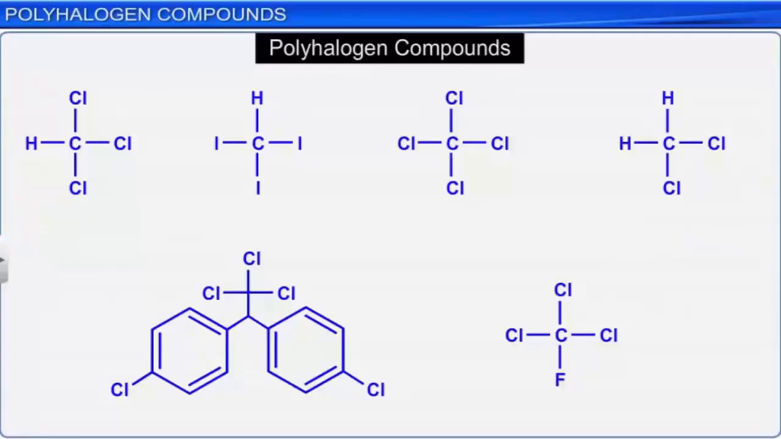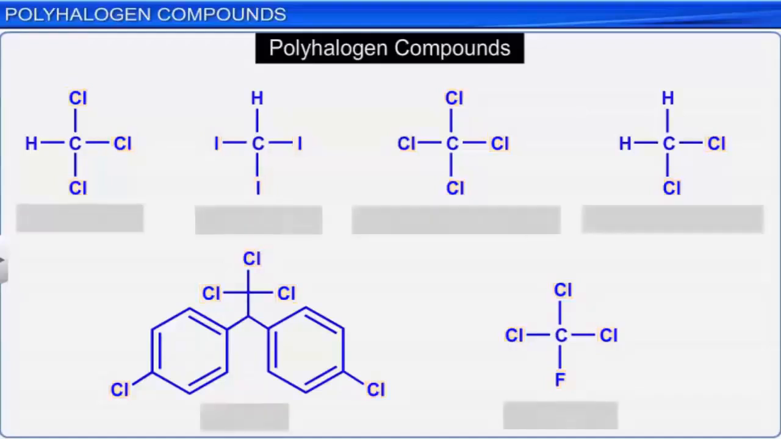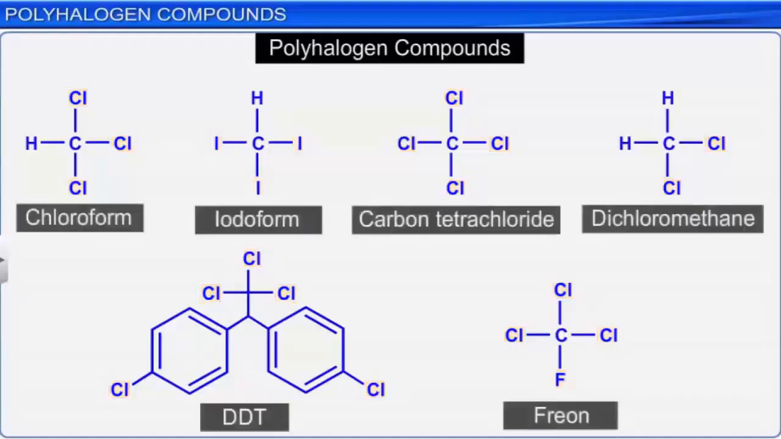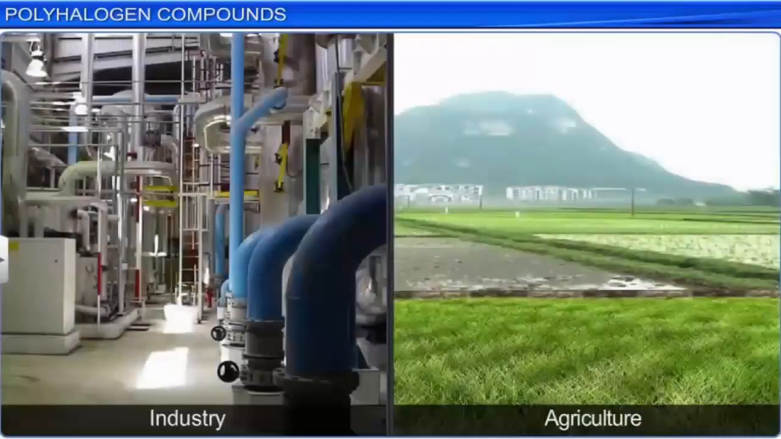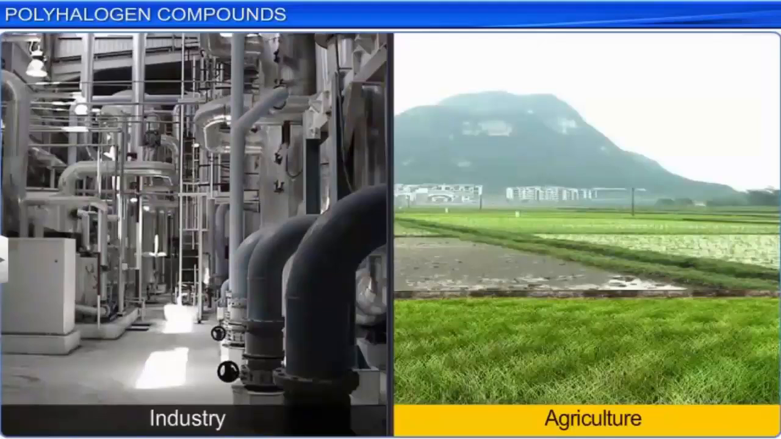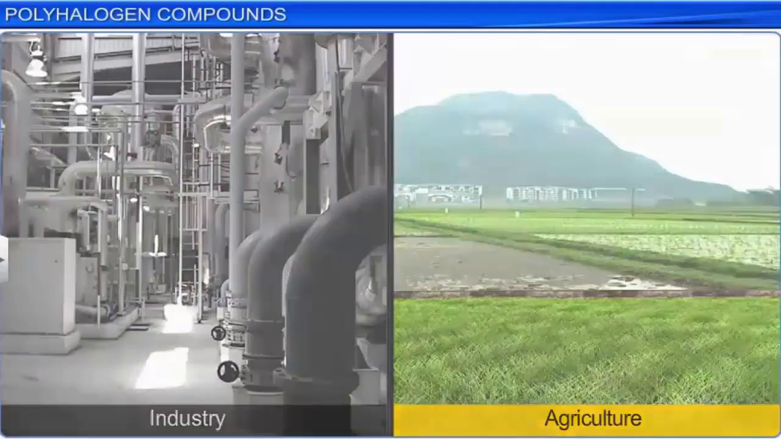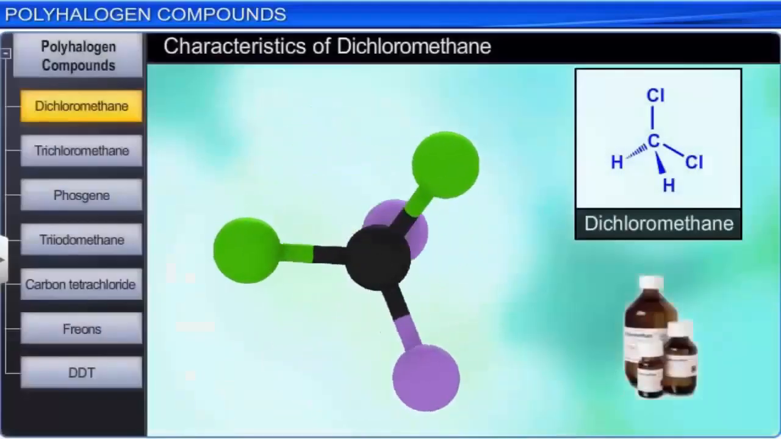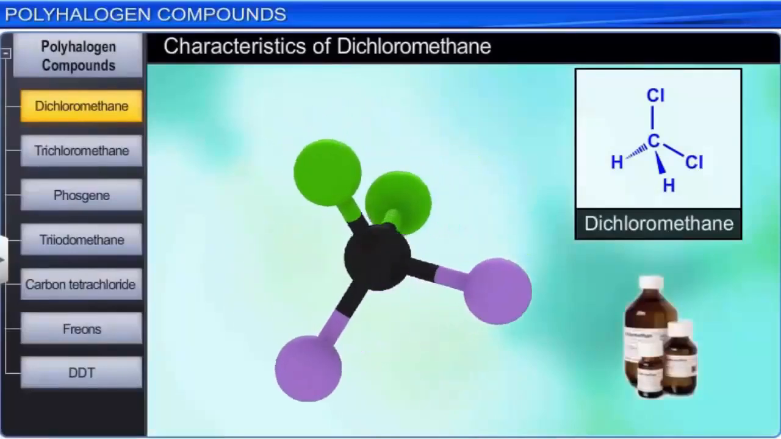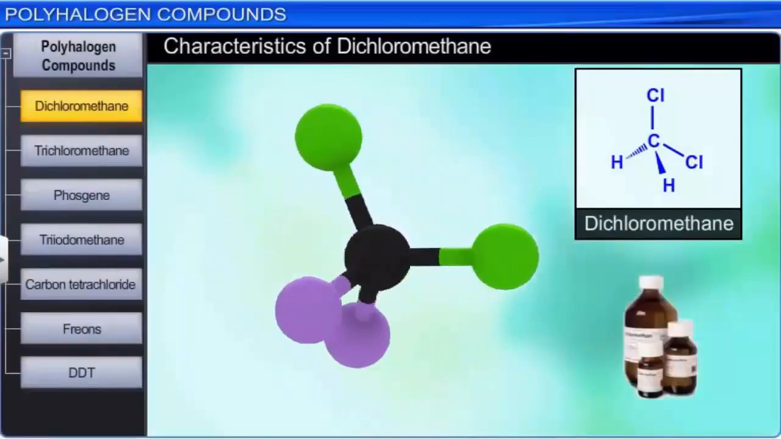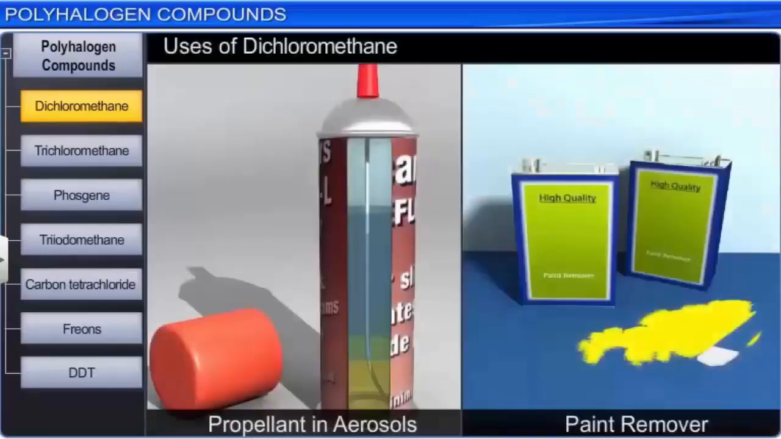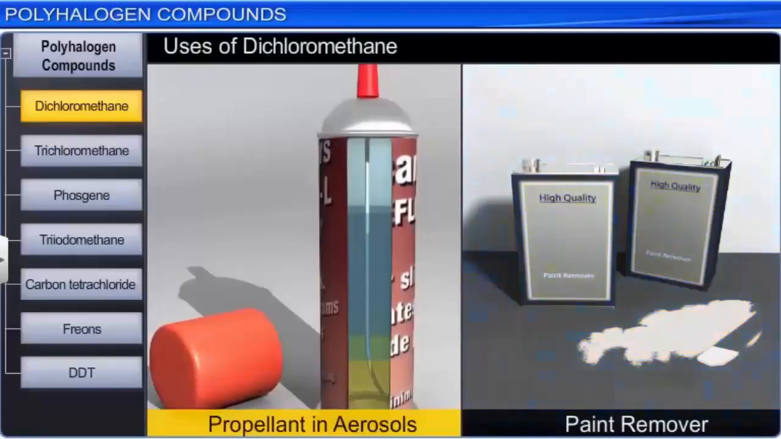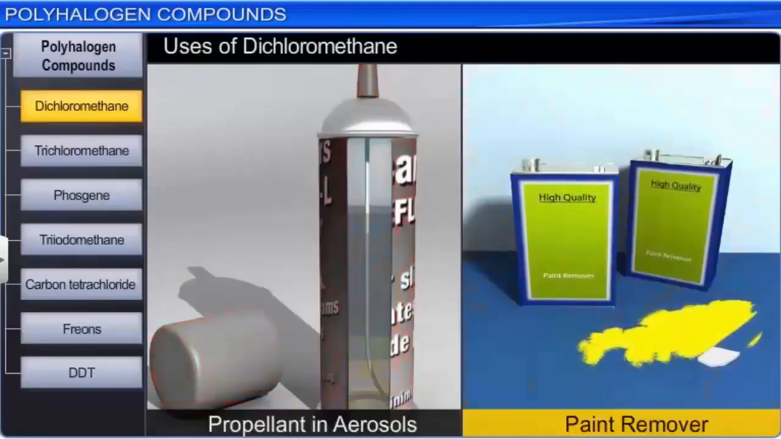Polyhalogen compounds are carbon compounds containing more than one halogen atom. Some examples of polyhalogen compounds are shown here. Many polyhalogen compounds are useful in the industry and in agriculture. Dichloromethane, also called methylene chloride, is a colorless volatile liquid with a moderately sweet aroma. Dichloromethane is used as a propellant in aerosols and also as a paint remover.